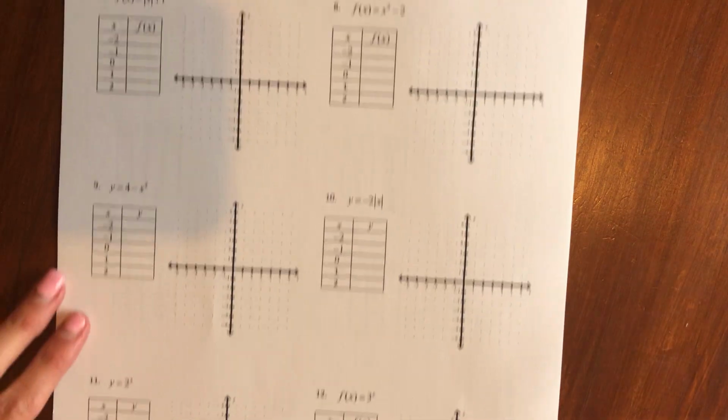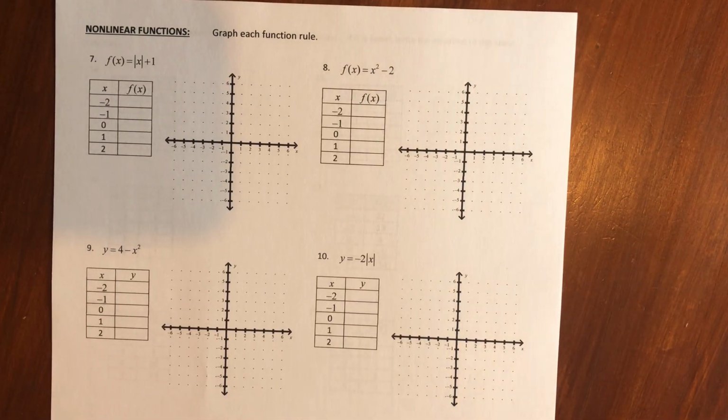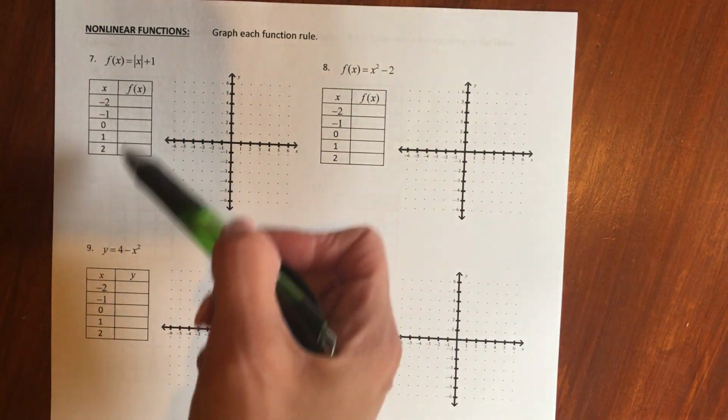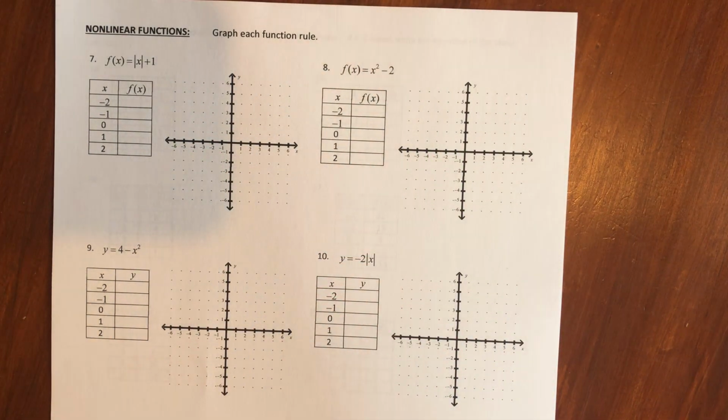All right, so let's go on. Last lesson, we went over a couple learning targets. The first one was I can graph a function rule using a table. And I challenge you to do page 3. So we're going to go over that right now.